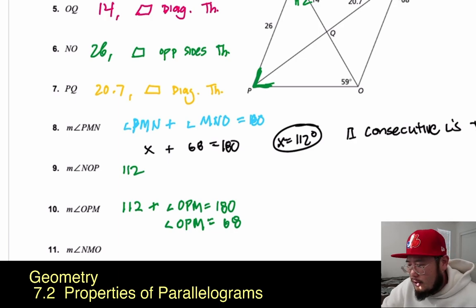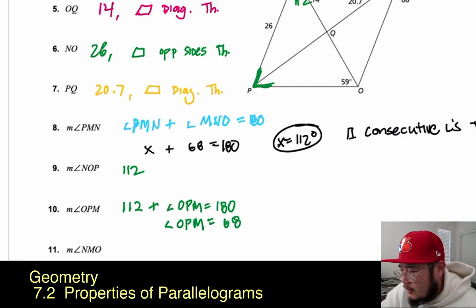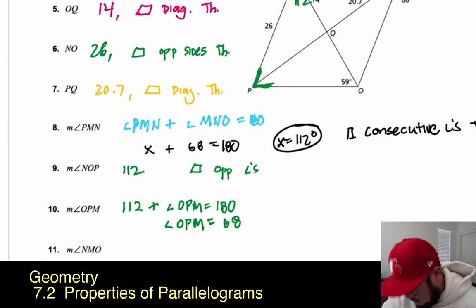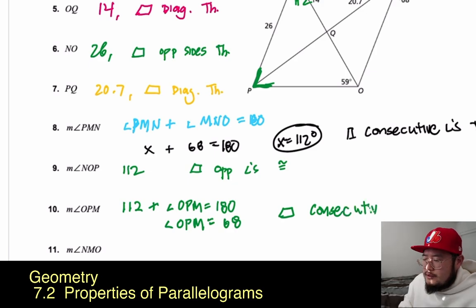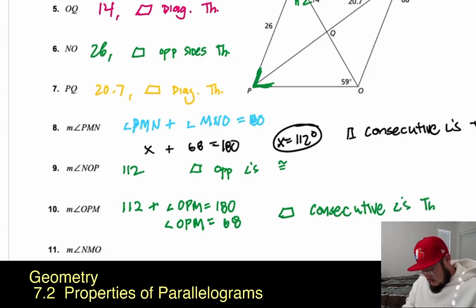For NOP, for number 9, let's put parallelogram opposite angles congruent. For number 10, for our answer, we could also say, I could have looked at the angle opposite of it, but with how I solved it out, parallelogram consecutive angles theorem. But I could have also looked at the opposite angle and come up with my answer as well.